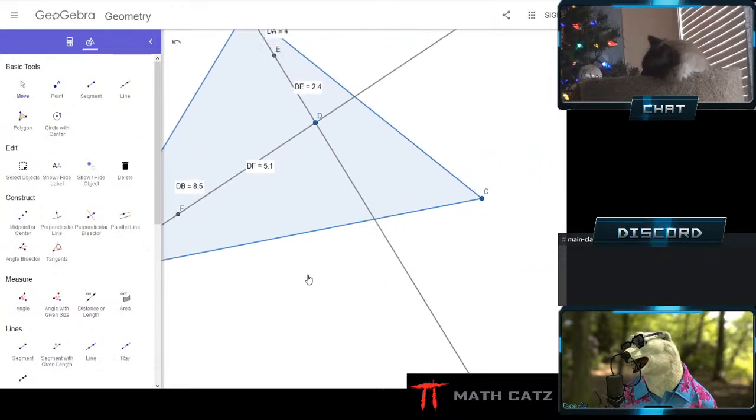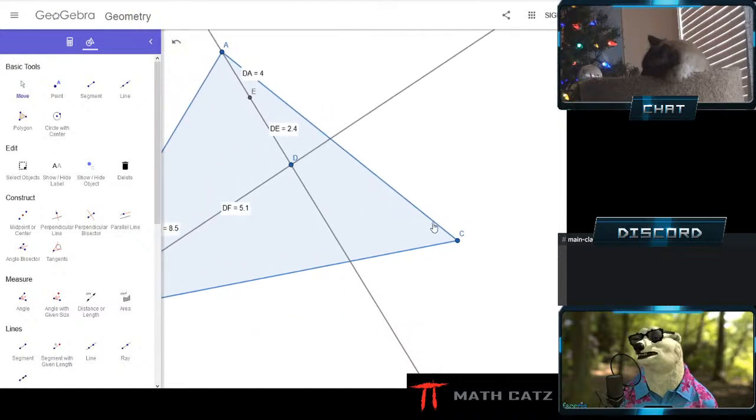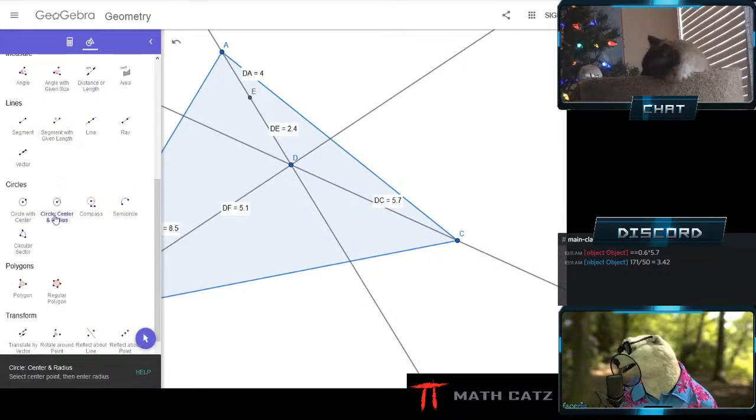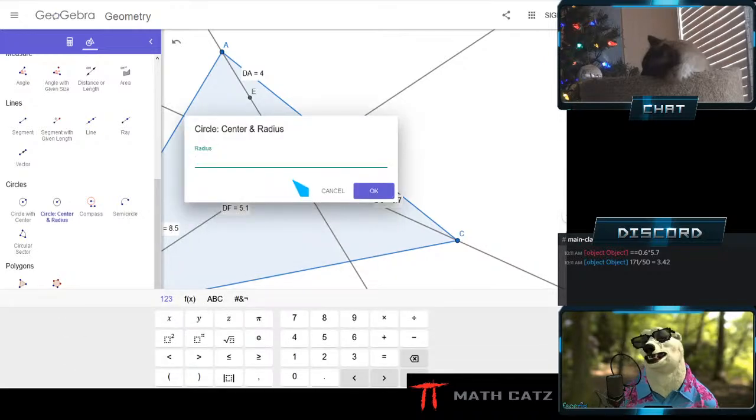I will now do it again a third time for point C. So a line from D through to C that I have to measure. I will measure it. It is 5.7. I then apply the scale factor to that 5.7. Our example scale factor is 0.6. 0.6 times 5.7. And that means we need to measure a distance from D of 3.42. I can do that with my circle, center and radius tool. Center is D. What radius do I want? 3.42.